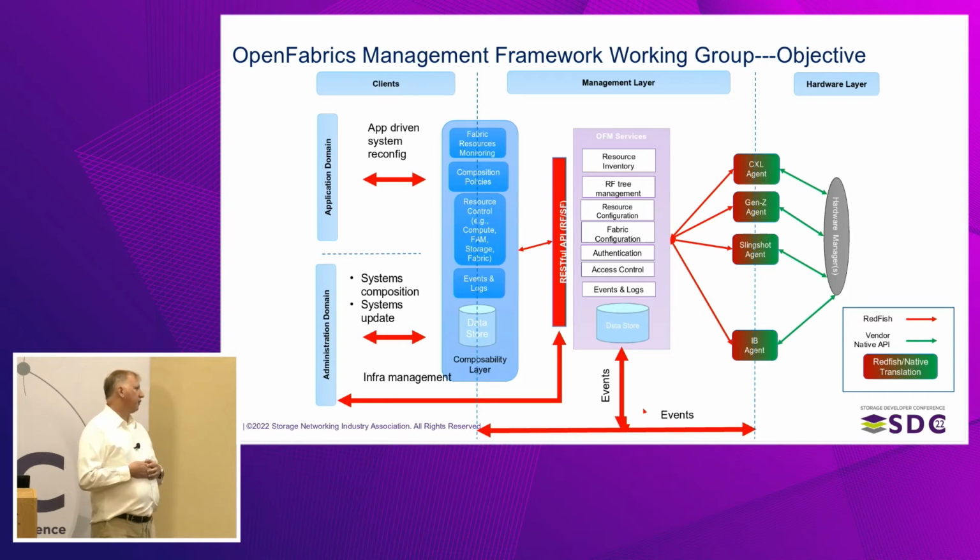Events, for instance, if you have a flapping connection, let's say you had an InfiniBand connection on a large system and it's flapping, it'll go back to the event log, get communicated through to the client through the composability layer, and you can make decisions. Oh, drop this link, it's flapping, is there another way to get there? It'll do that as well.